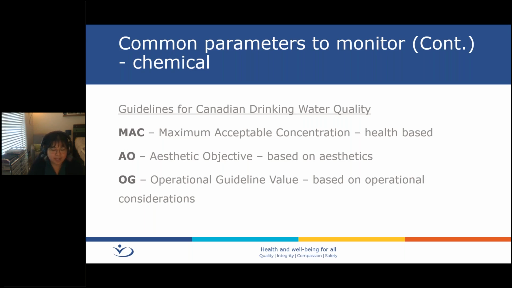And then lastly, we have parameters that are based on operational considerations. So these are parameters that may interfere with or impair a treatment process or technology if it exceeds the operational guideline. So for example, turbidity, if it exceeds the 1 NTU, it may interfere with chlorination or UV disinfection, for example.